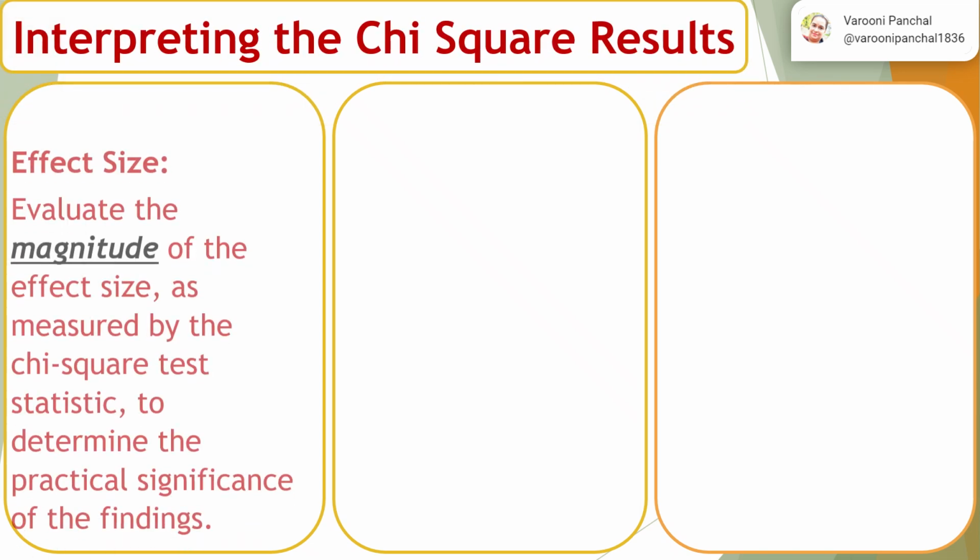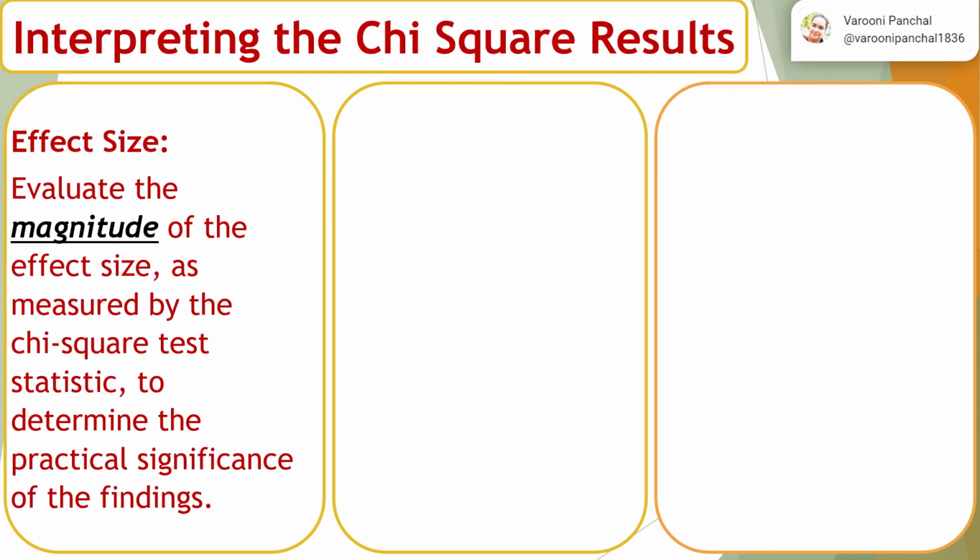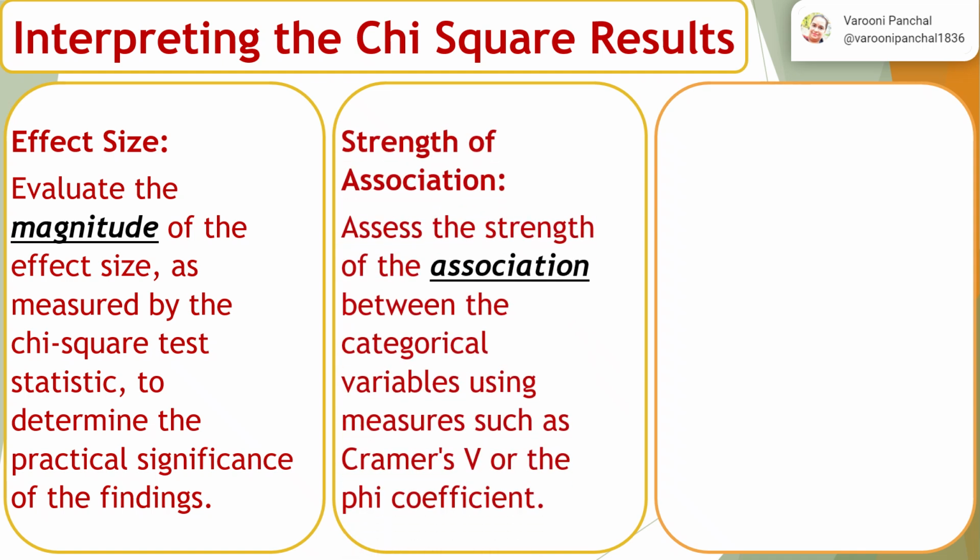Interpreting the chi-square test results. Evaluate the magnitude of the effect size as measured by the chi-square test to determine the practical significance of the findings. Strength of association. Assess the strength of the association between categorical variables using methods such as Cramer's V or the phi coefficient.